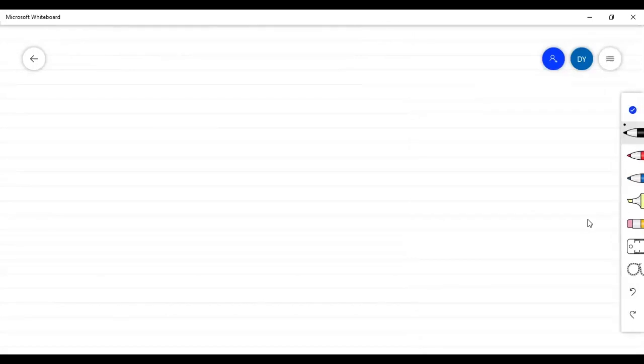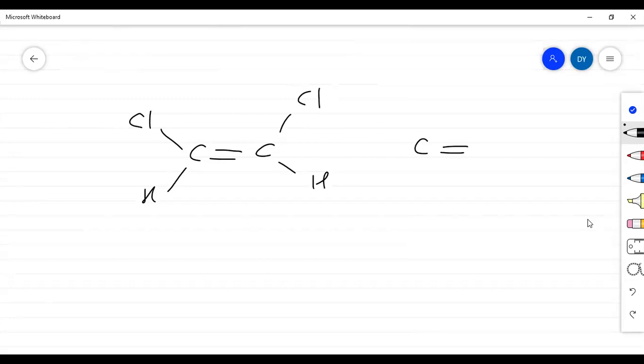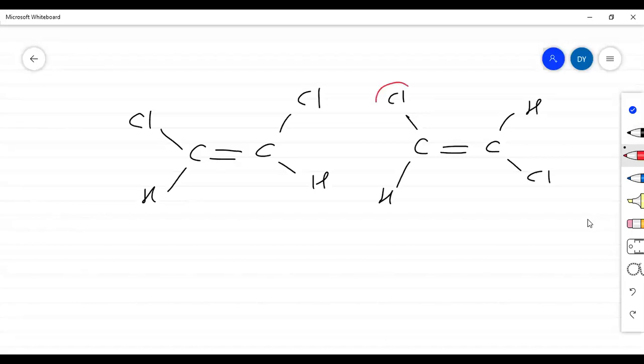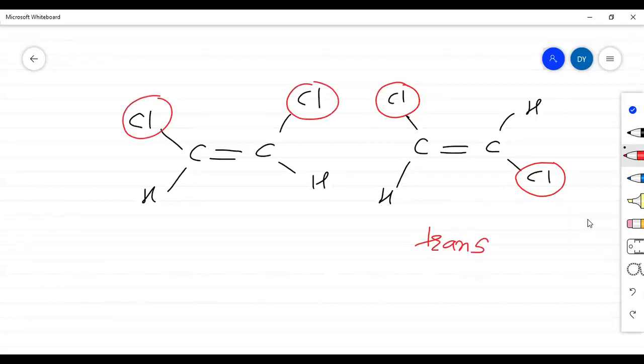Now another example of this is as you can see here, these two chlorine atoms are on the opposite side, and that's why this is called trans. Here, chlorine groups are on the same side of the double bond. That's why it is called cis. So, students, this is the example of cis and trans isomerism in alkenes.